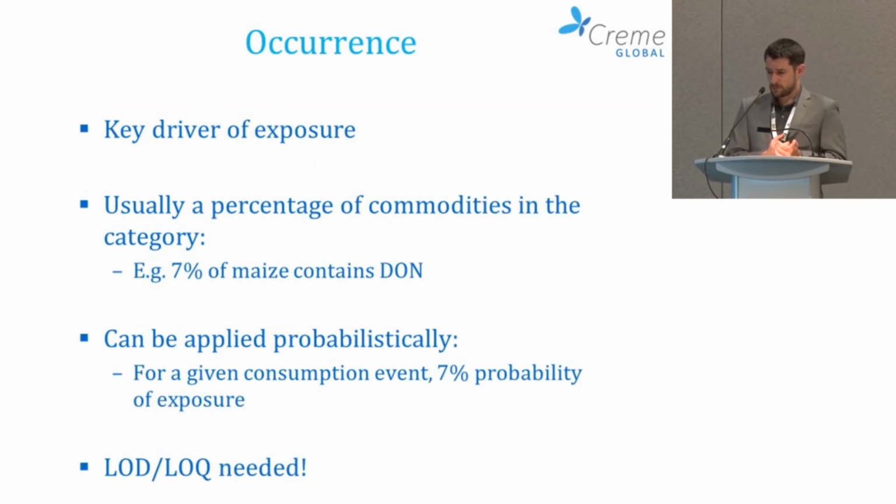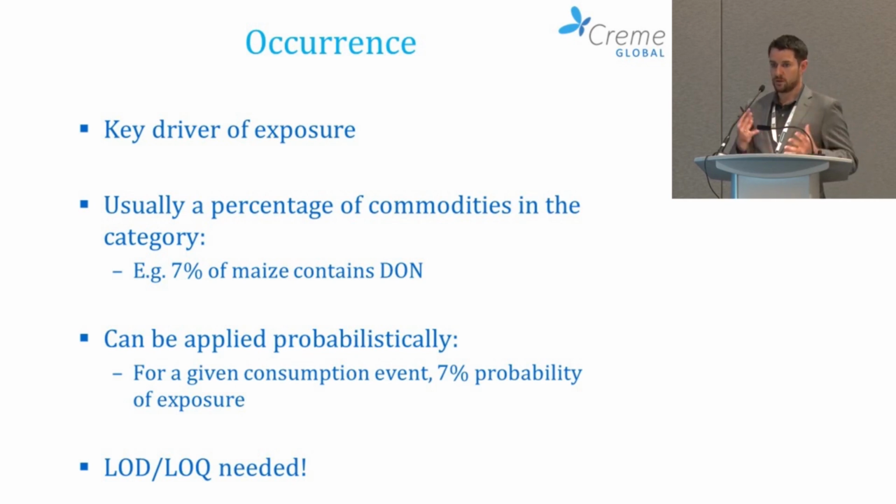Occurrence then is another key driver. And I think a lot more emphasis needs to be placed on this particular input, specifically when you're thinking about aggregate exposure. So the total exposure to a mycotoxin from multiple sources in the diet. If it only occurs in a low percentage of cases, then you need to capture that in your assessment. Otherwise, you're grossly overestimating your risk, and you don't want to do that either.